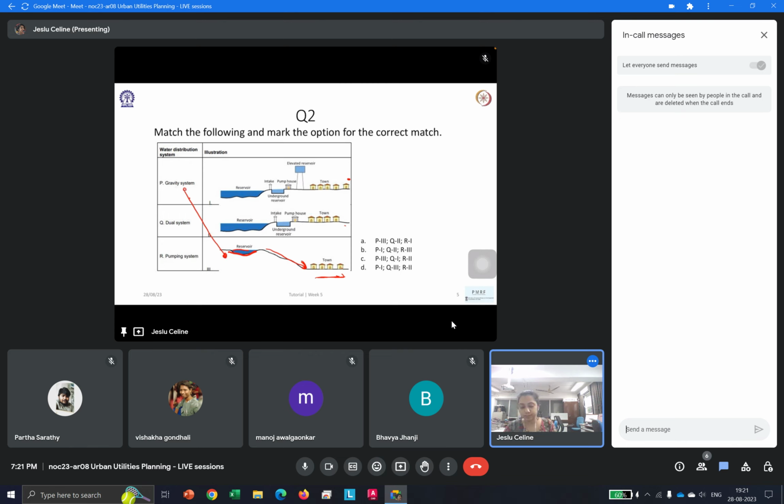Now dual system. One is dual system. Okay, so why is one dual system? Both, it has pump house and the elevated reservoir. Pump house and elevated reservoir. Okay. What do you mean by dual system? Like we can have it straight through pumping, or we can have it like an elevated reservoir. So from that also we can separately have the supply.